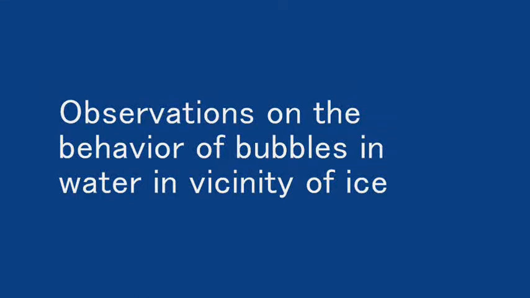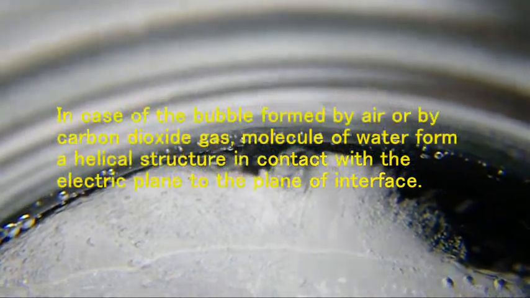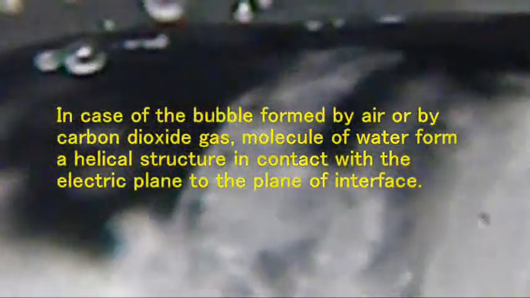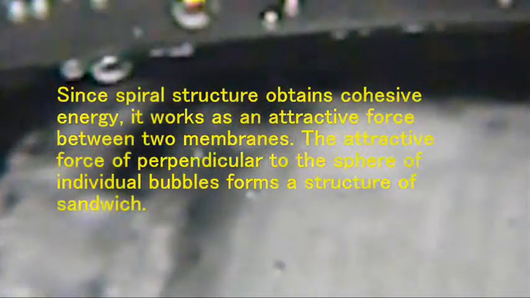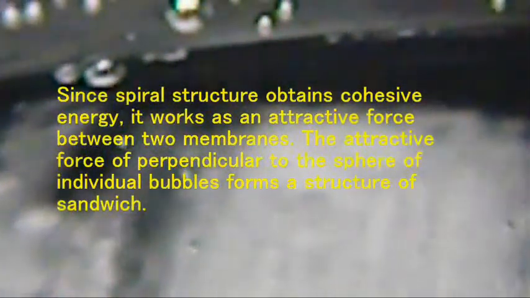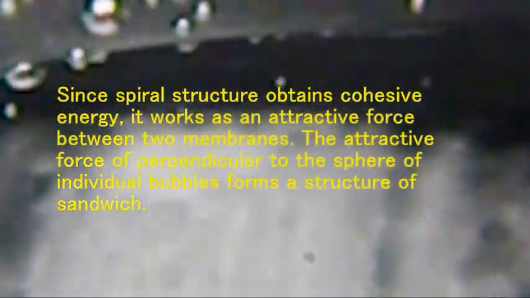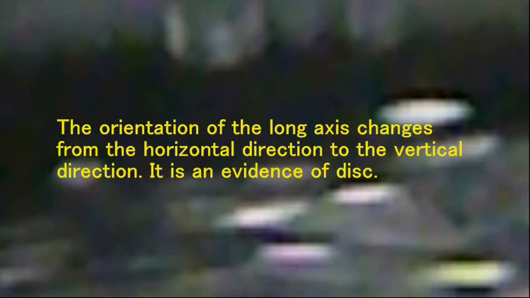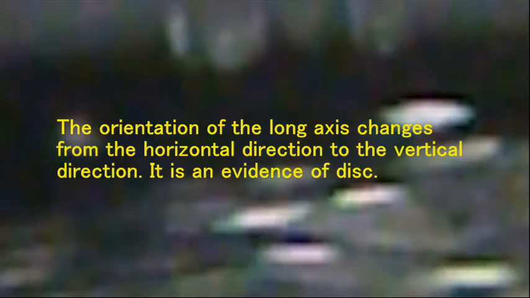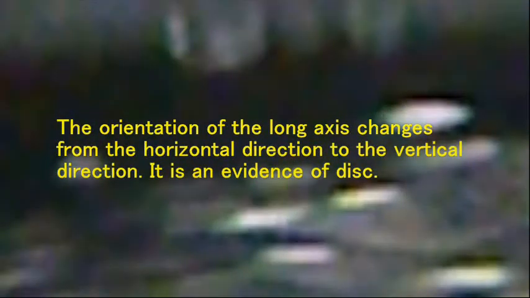Observations on the behavior of bubbles in water in the vicinity of ice. In the case of a bubble formed by air or by carbon dioxide gas, molecules of water form a helical structure in contact with the electric plane to the plane of the interface. Since the spiral structure obtains cohesive energy, it works as an attractive force between two membranes. The attractive force perpendicular to the sphere of individual bubbles forms a sandwich structure. The orientation of the long axis changes from the horizontal direction to the vertical direction. It is evidence of a disk.